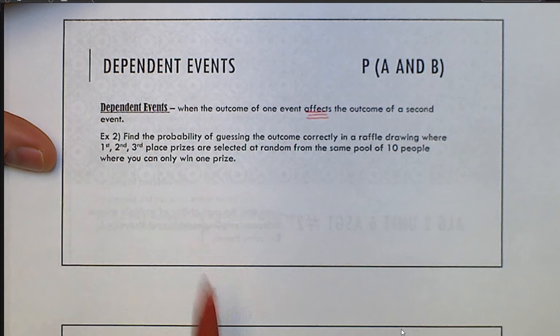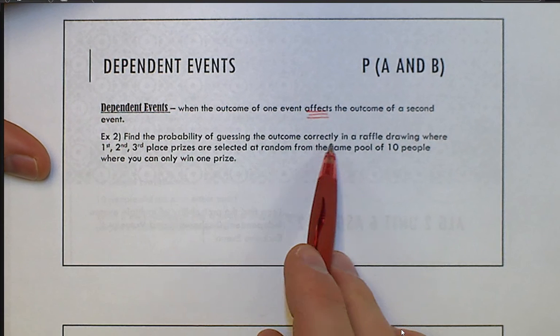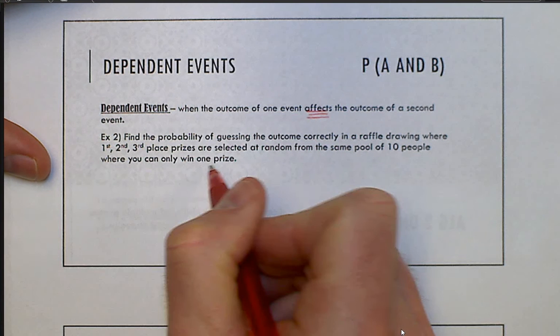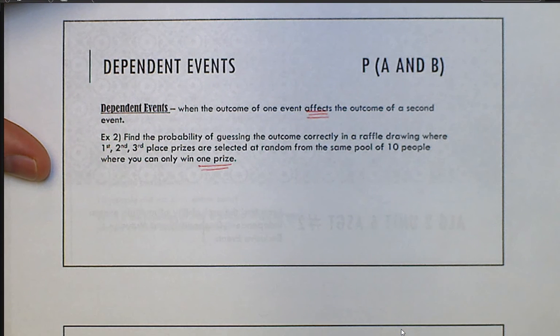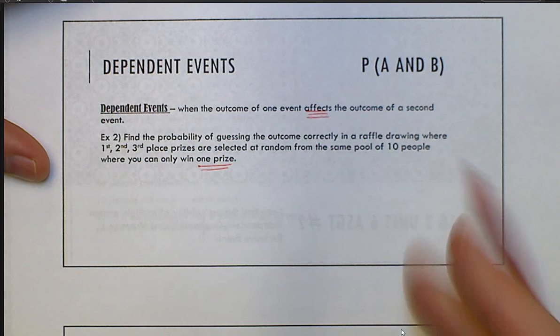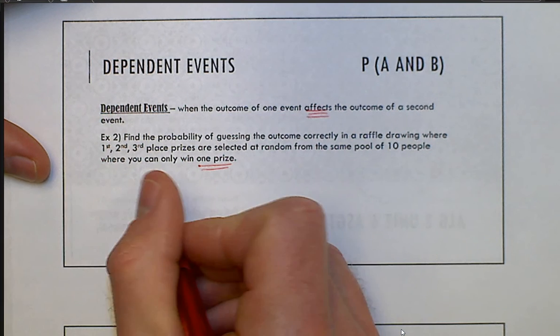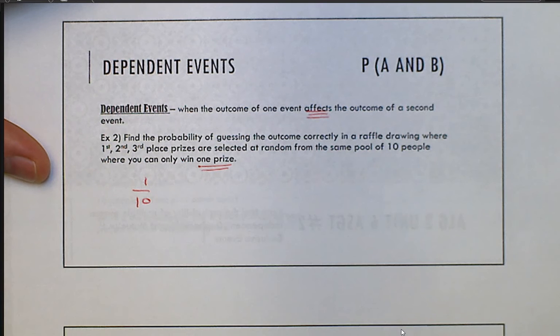Find the probability of guessing the outcome correctly in a raffle drawing where first, second, and third place prizes are selected at random from the same pool of 10 people, where you can only win 1 prize. Okay, so let's try to make sense of this. Out of 10 people, we're going to do a raffle drawing for first place. What would that probability be? 1 out of 10, right? There's 1 person out of those 10 who's going to win first place.